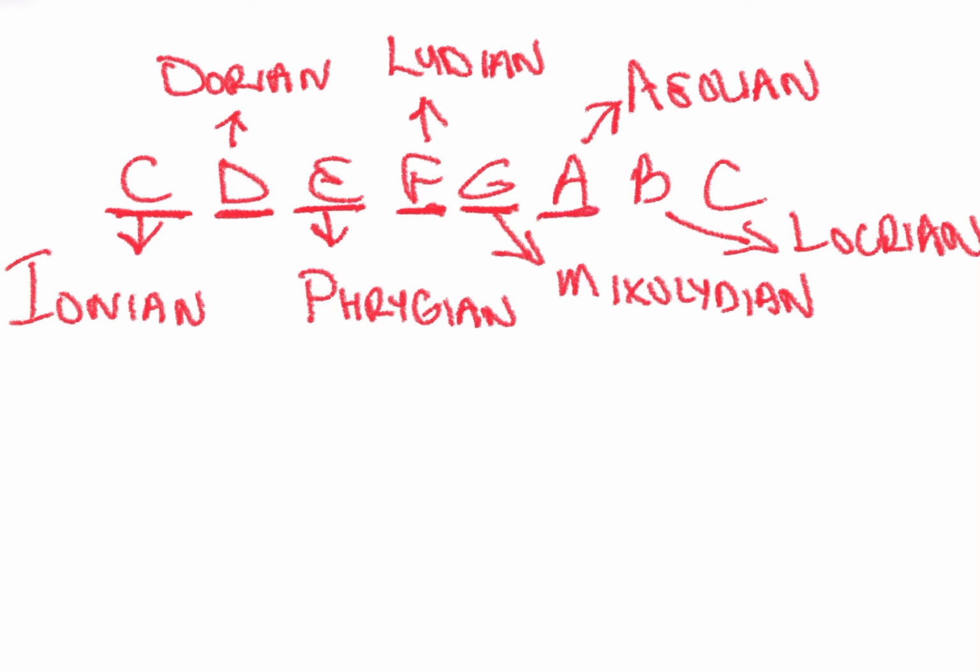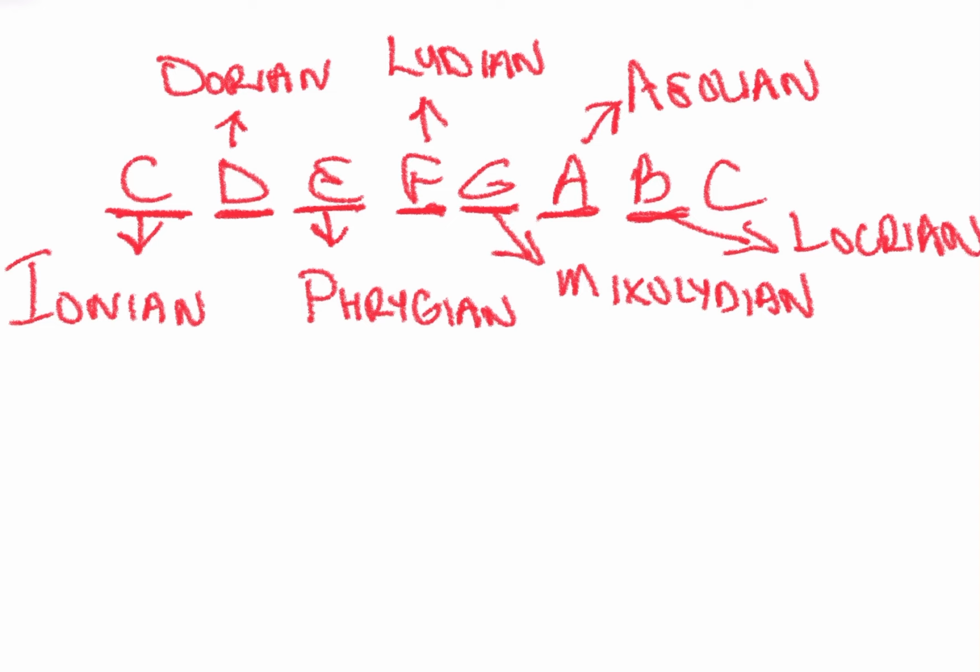Aeolian is our natural minor scale. And then Locrian is a diminished scale. It's actually half diminished because the seventh of the scale is a minor seventh. It's not a fully diminished seventh from the root of the scale. That might get a little tricky for you, but there you go.